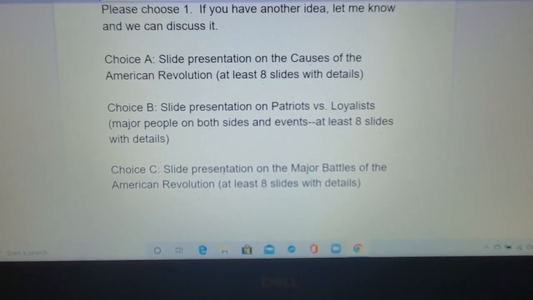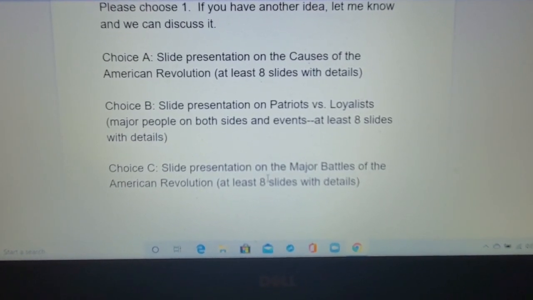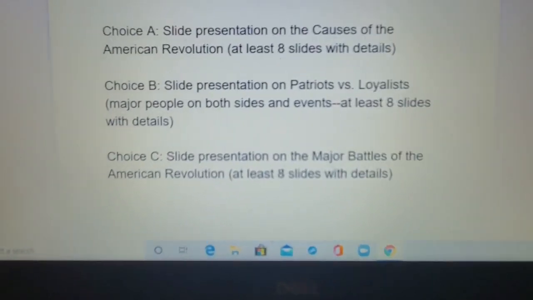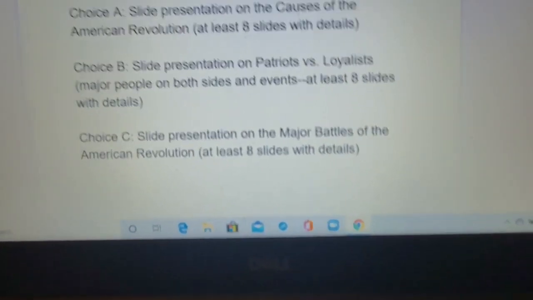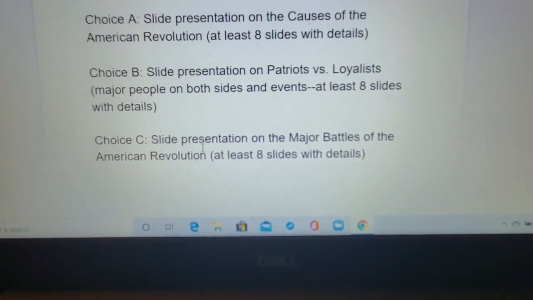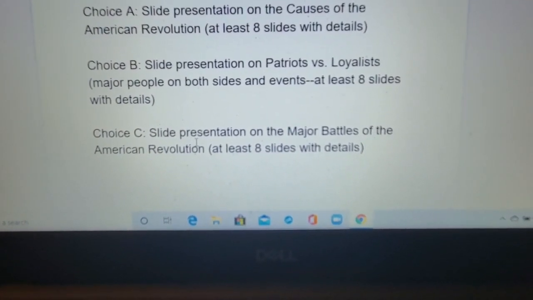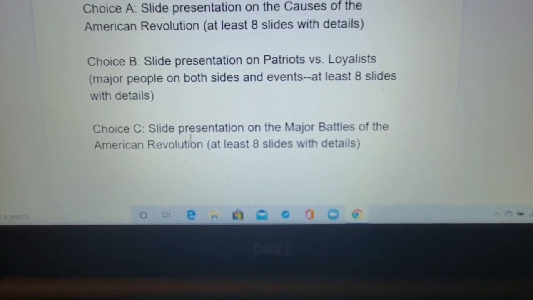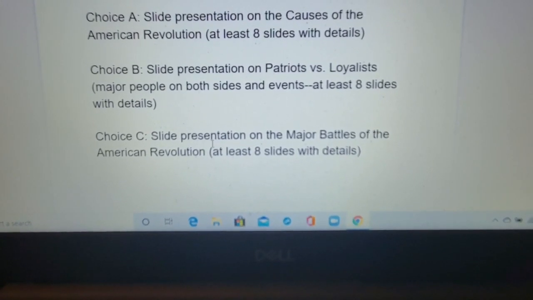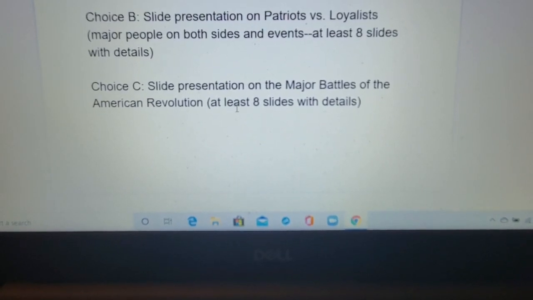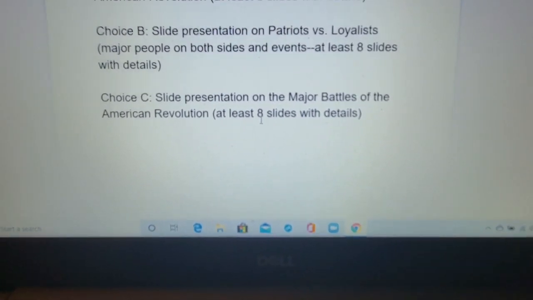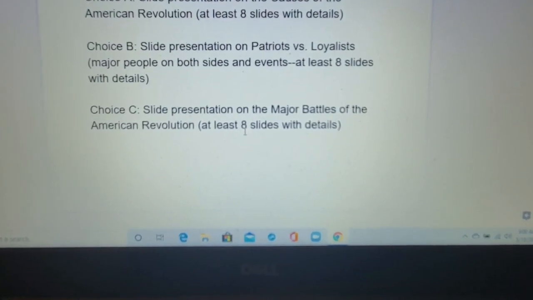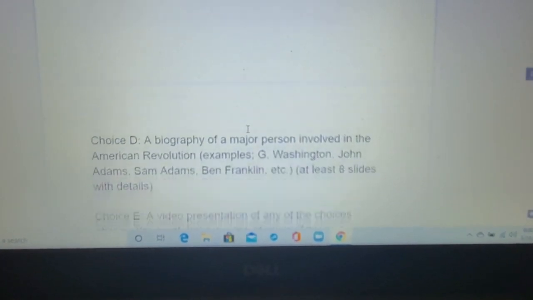Choice C, slide presentation on the major battles of the American Revolution. So you can research some of the major battles. We did a video on it, but there were other ones that were left out. Once again, you want to talk about who was involved, who the generals were, what happened in the battle, and what the result was. So once again, that's a slide presentation, 8 slides with details. And when I say details, you need to not just put the battle. You need to give some details of what happened at each battle.